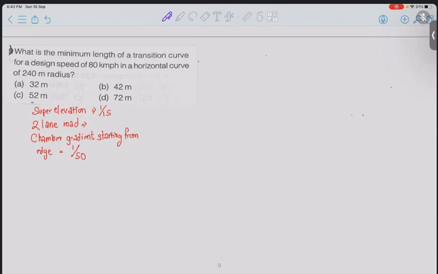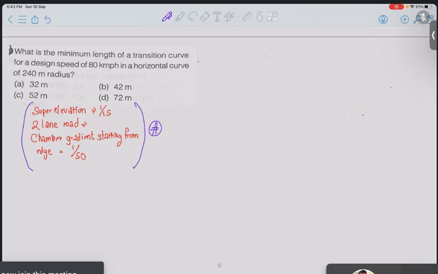So this is actually for our transition curve. What is the minimum length of the transition curve for a design speed of 80 kilometers per hour in a horizontal curve of radius 240 meters? So my question to you guys is, why do we provide the transition curve? I'll repeat my question. You should know these things because they will make good MCQs in any exam. Why do we want to provide the transition curve?